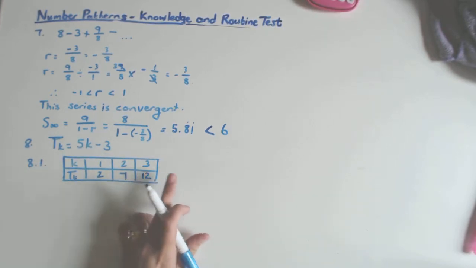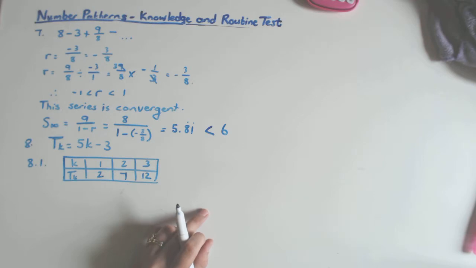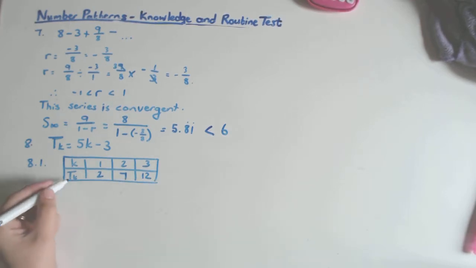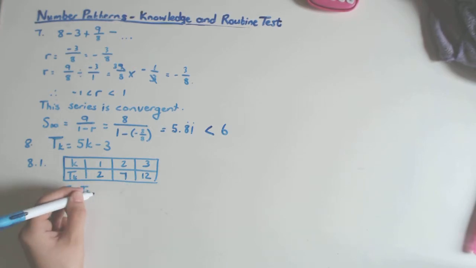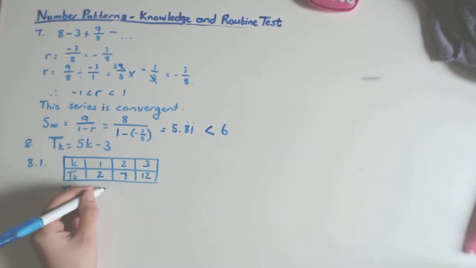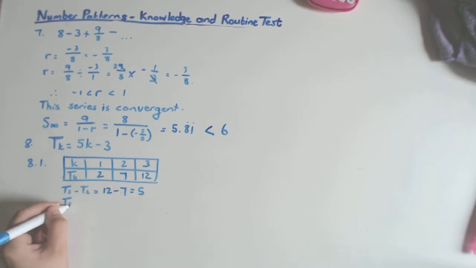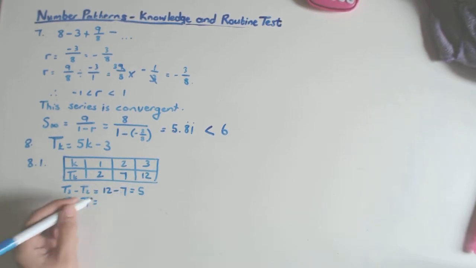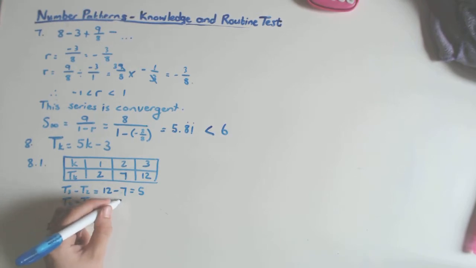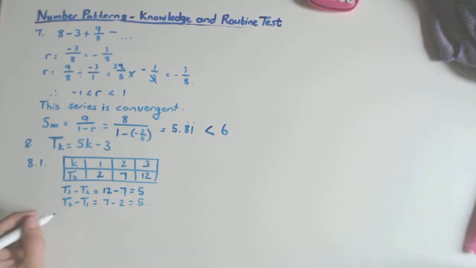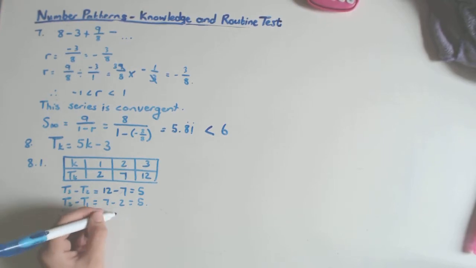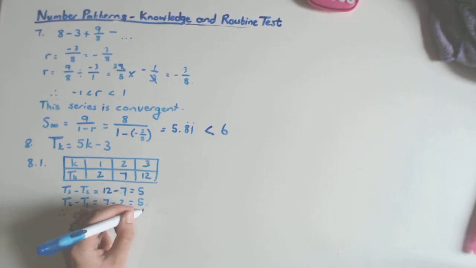Okay, so I can quickly generate a little table, and then I can just show that term 3 minus term 2 is 12 minus 7, which is 5, and term 2 minus term 1 is 7 minus 2, which is also 5. So I've got a constant difference 5, and that means that it's arithmetic.